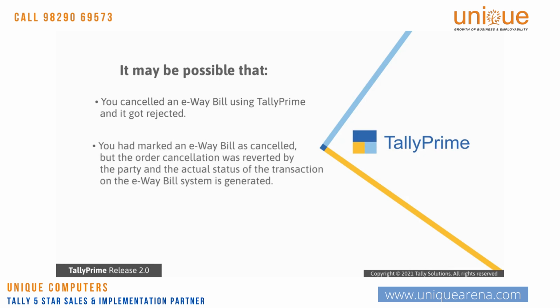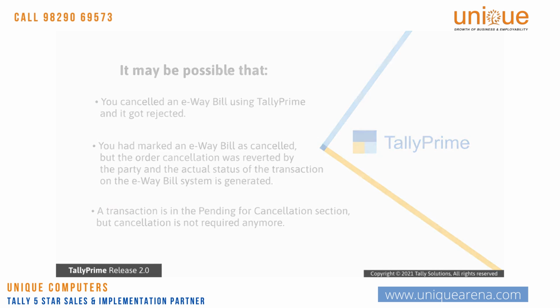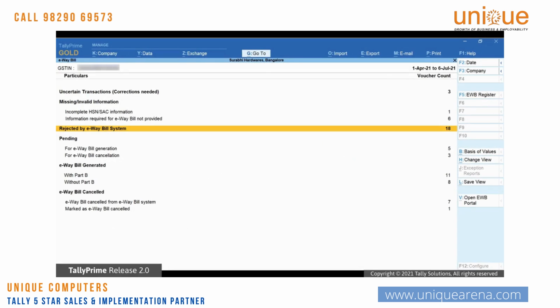You may also have marked the e-way bill as cancelled, but the cancellation was reverted and the actual status of e-way bill on the e-way bill system is generated. Furthermore, the transaction can be in the pending for cancellation section, but there is no need to cancel it anymore. For such cases, let's see how to undo cancellation of e-way bill in Tally Prime to update the e-way bill report. Drill down on Rejected by e-way bill system.